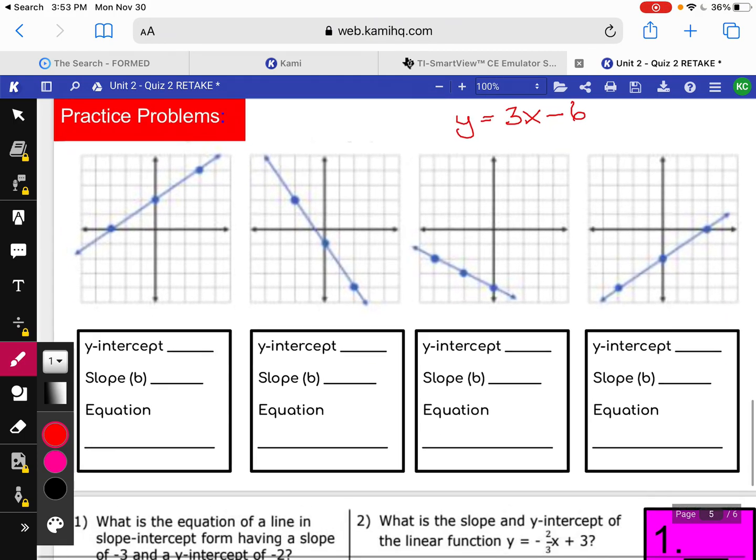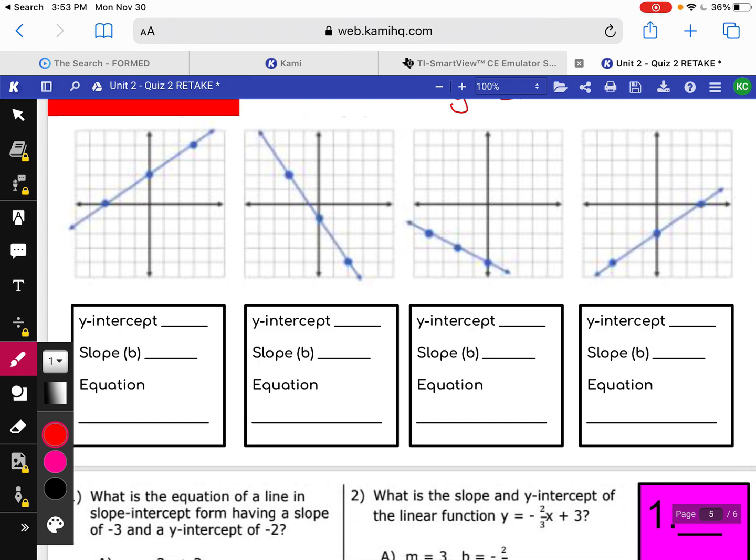Here are your practice problems. You need to identify the y-intercept. Number 1, identify the y-intercept, slope, and write the equation. The y-intercept here is 2. Slope is rise 2, run 3. It is a positive slope and it is a positive y-intercept. Y equals 2/3 x plus 2.